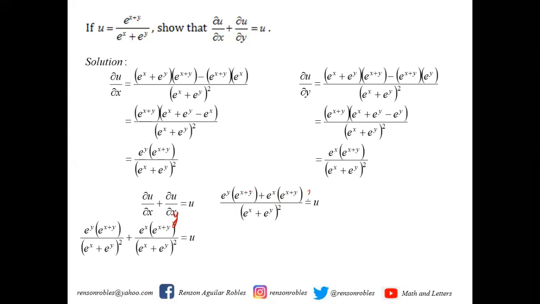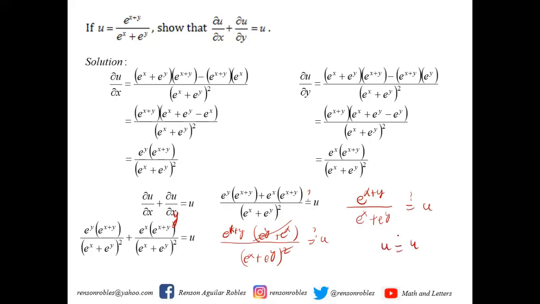Okay, and then we can factor out e to the x plus y. And then what is left here is e to the y plus e to the x all over e to the x plus e to the y squared. Is this equal to u? And then you can now cancel this out. So what is left is e to the x plus y all over, there is one e to the x plus e to the y left on the denominator. And is this equal to u? When you look at the given, this is e to the x plus y all over e to the x plus e to the y, and therefore u is equal to u. Okay.